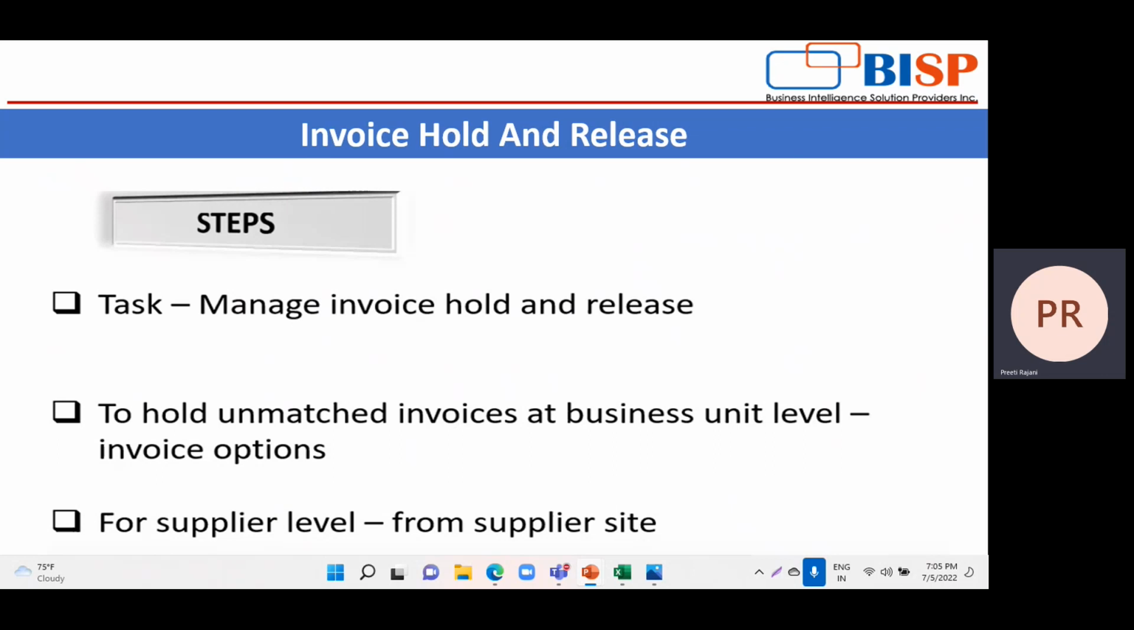So if you want to put the hold at invoice level, you have to follow manage invoice hold and release on the taskbar. And if you want to hold the invoice at business unit level, you have to go to hold unmatched invoice at business unit level. And if you want to put a hold at supplier level, then you have to go to supplier site to make changes. Now we go to the application to see practically how to put a hold on an invoice.